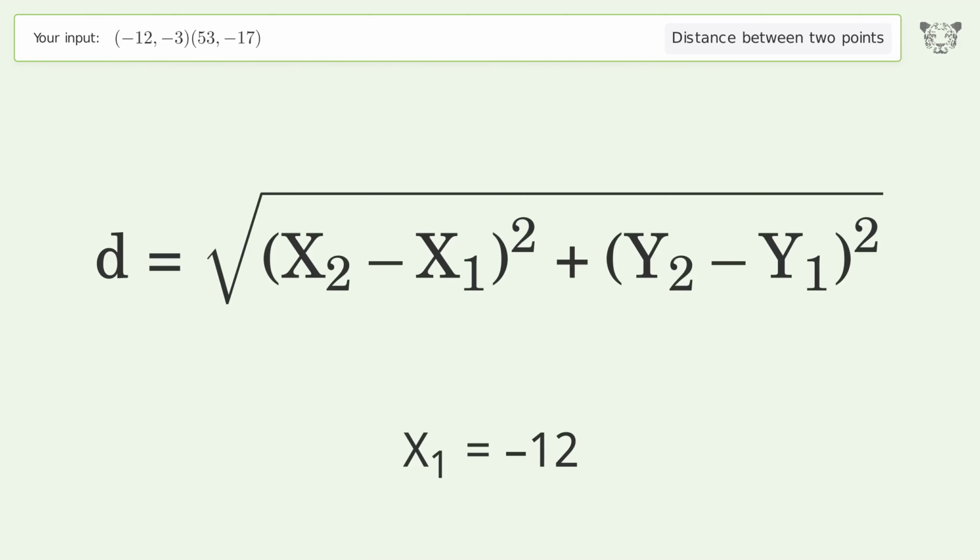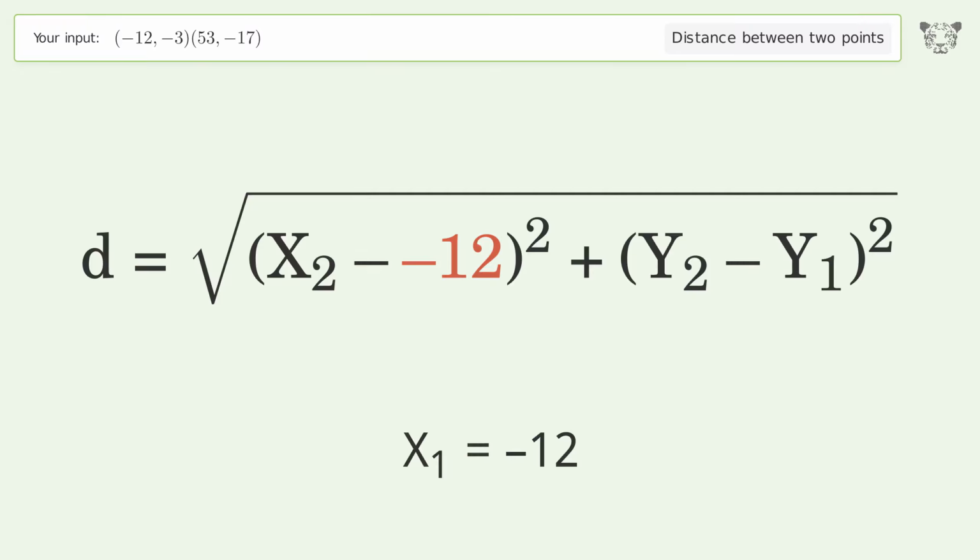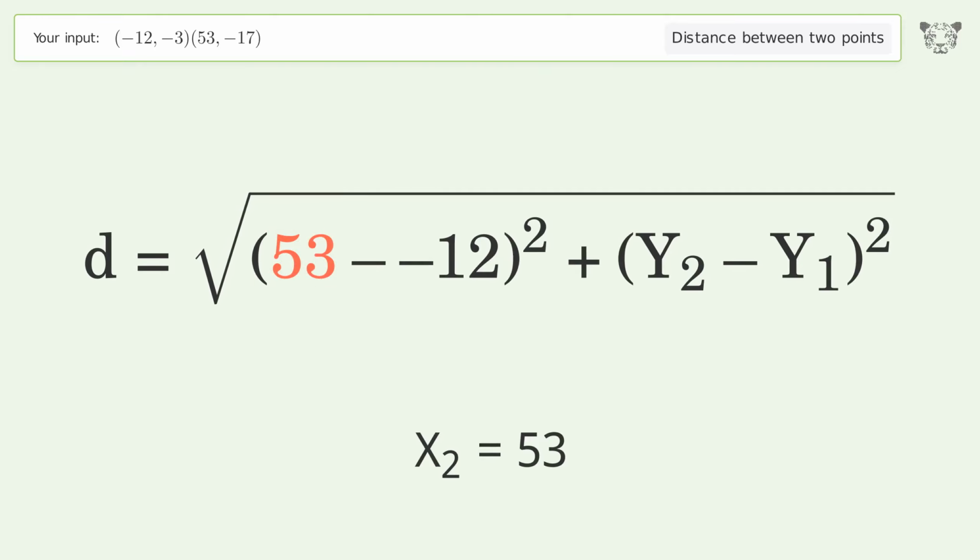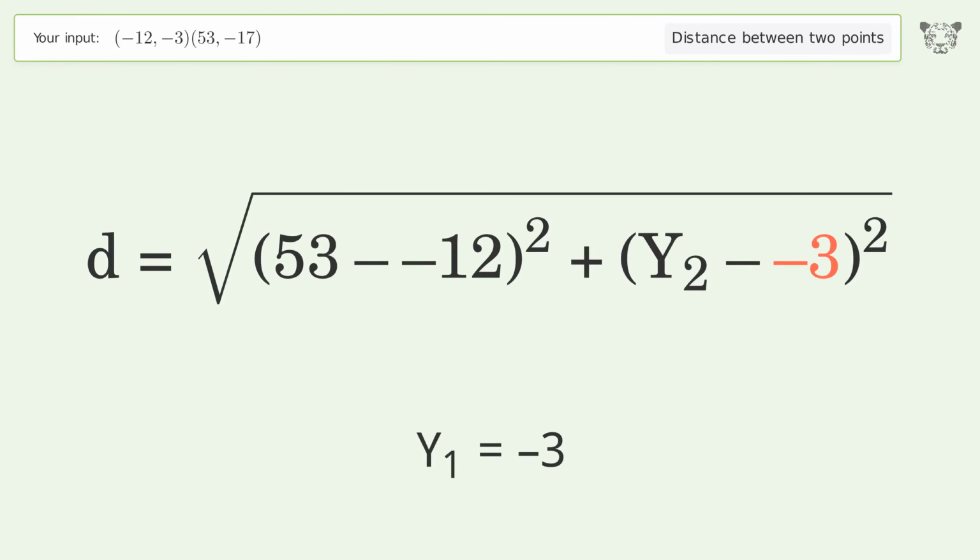x1 equals -12. x2 equals 53. y1 equals -3. y2 equals -17.